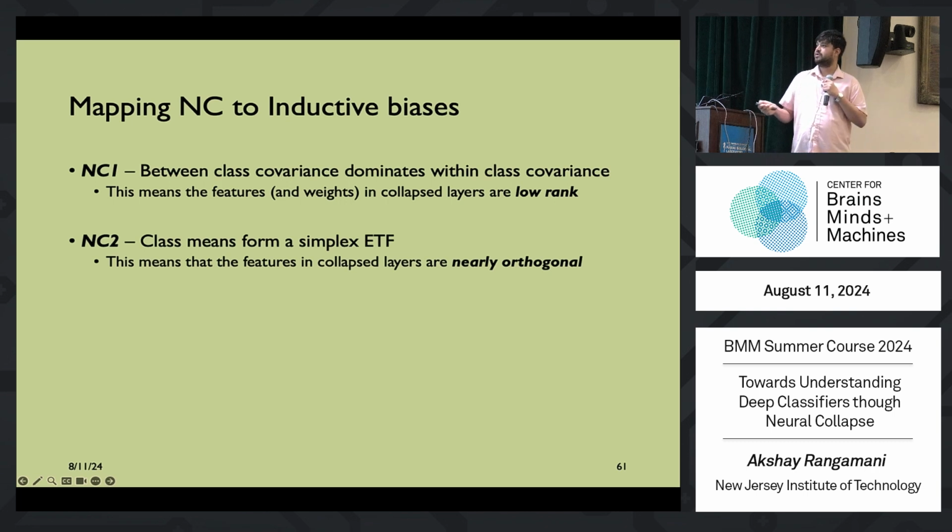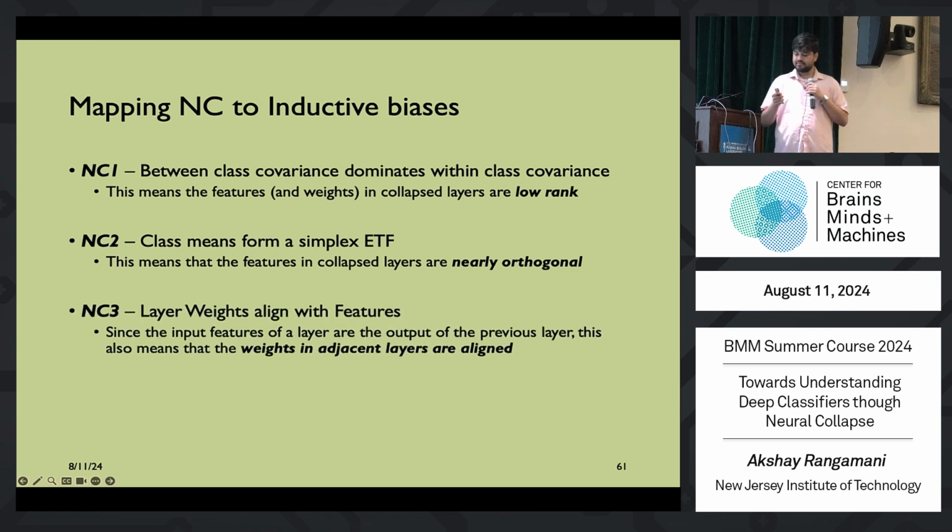From NC2, the class means form a simplex ETF. The features in the collapse layers are nearly orthogonal. So this is an inductive bias for the weights of the deep network. NC3, the layer weights align with features, and this means that the weights in adjacent layers are aligned.